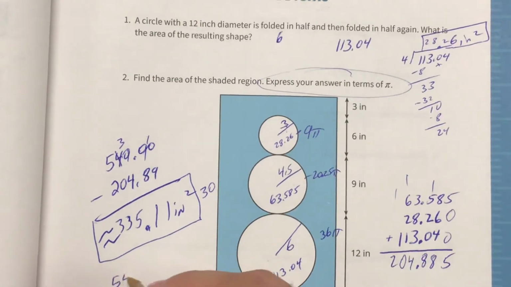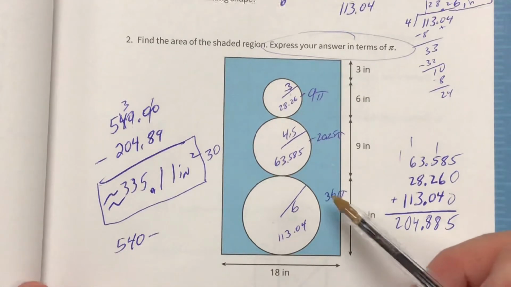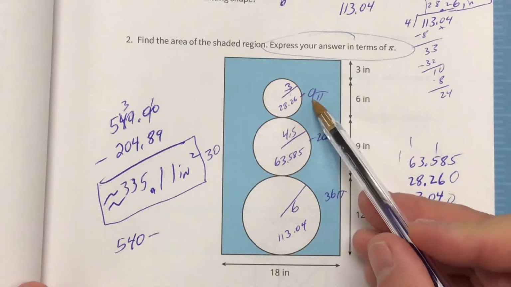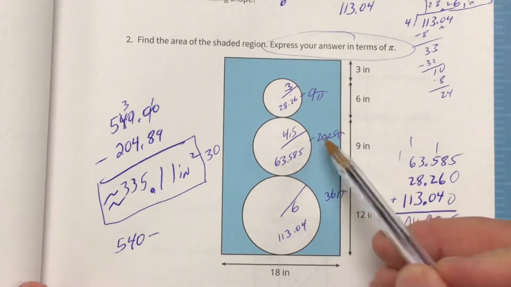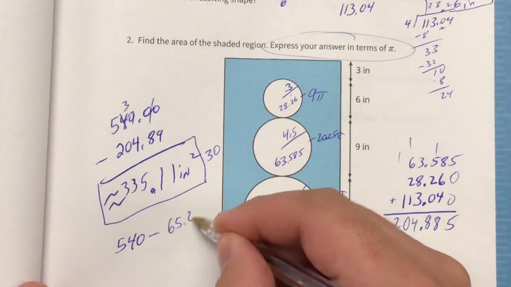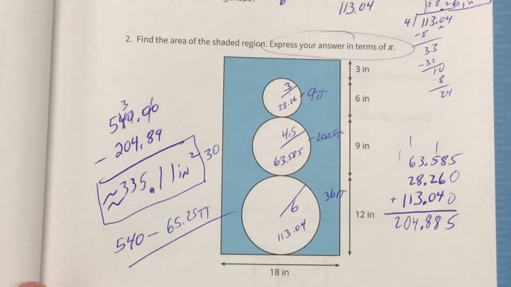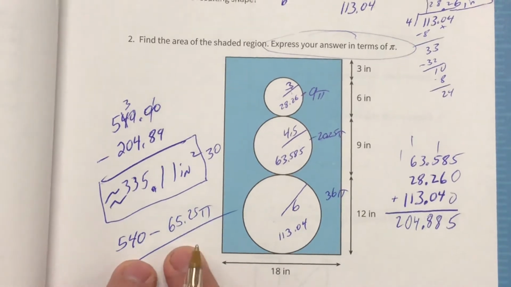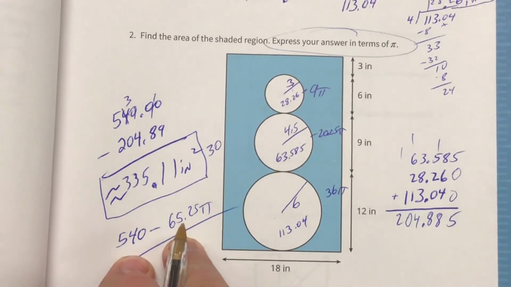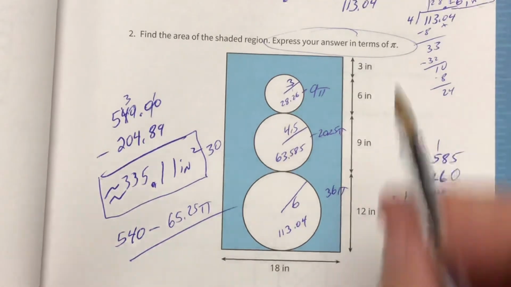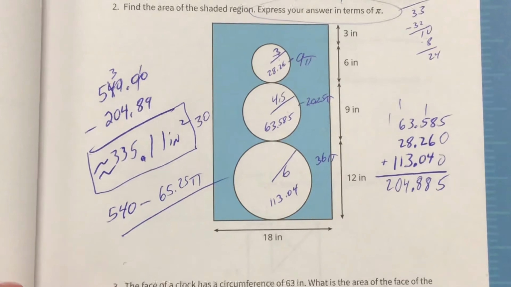So in terms of pi, I could have written 540, which was the rectangle, minus 36 plus 9, 45 plus 20.25, 65.25 pi. I technically could have left my answer like that. Now, do you have any idea what kind of number that is? That's pretty tough to see, right? But that is an option. If you ever see "in terms of pi," that's all that means. Just don't multiply by pi.